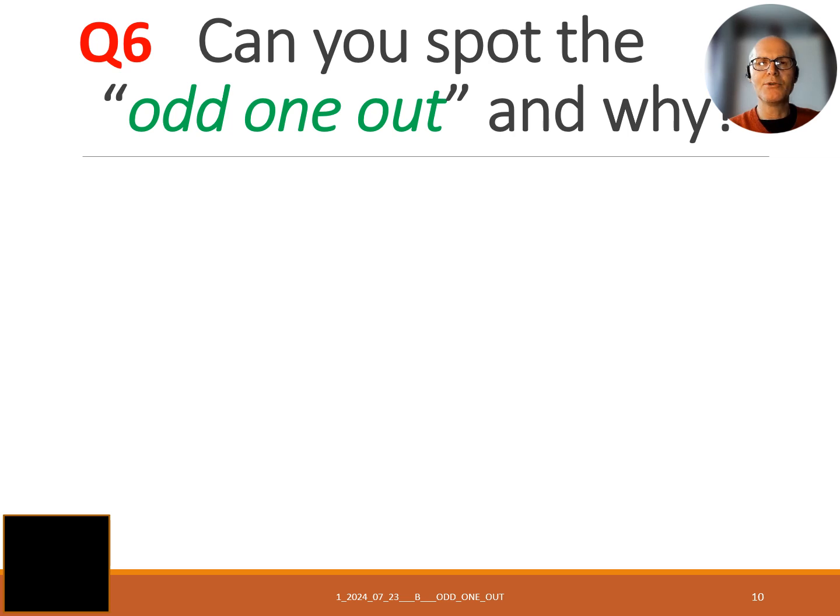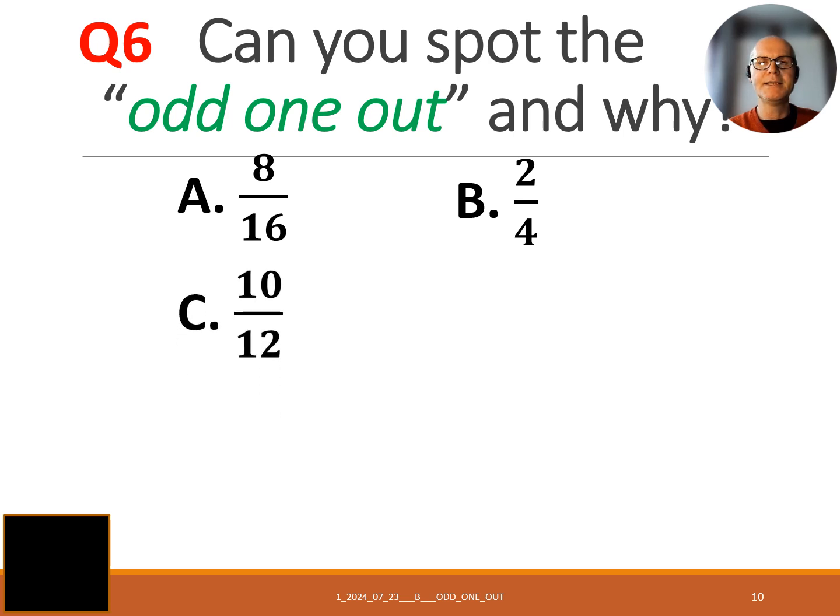Question 6. Have a go at this one. A. 8/16, B. 2/4, C. 10/12 and D. 9/18. What's the odd one out and why is it the odd one out? Feel free to pause if you need a little bit more time. For now, we're moving on.